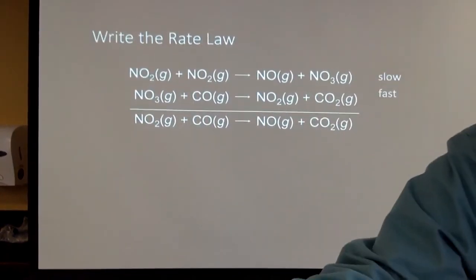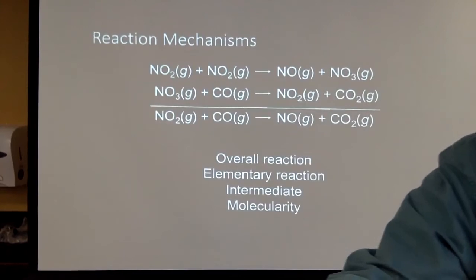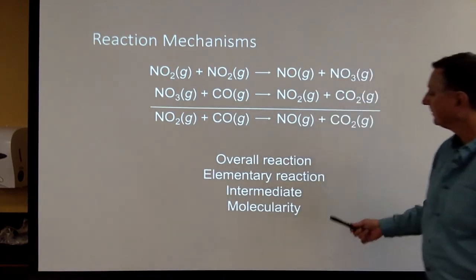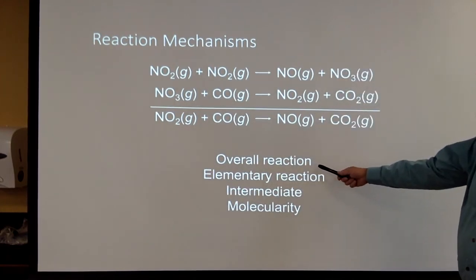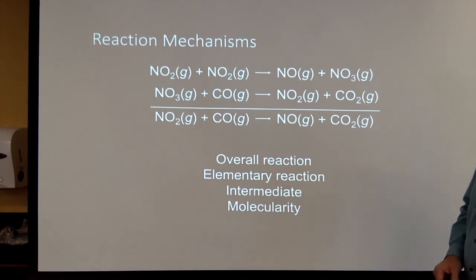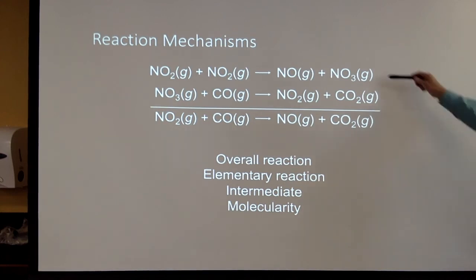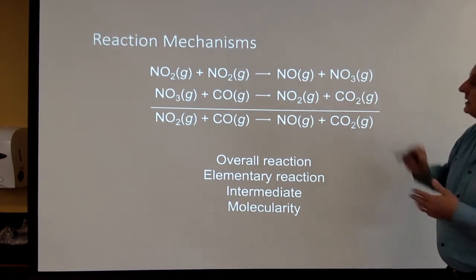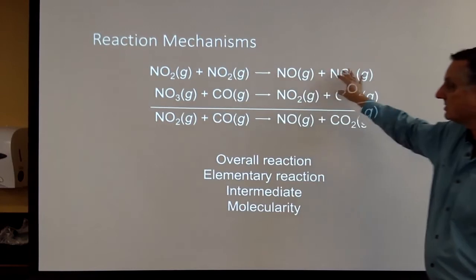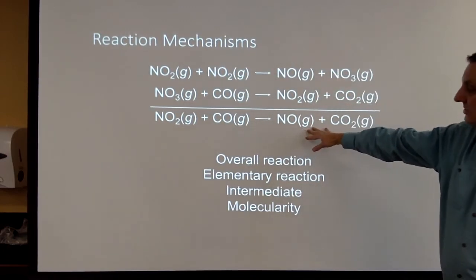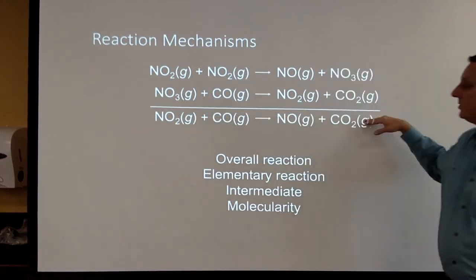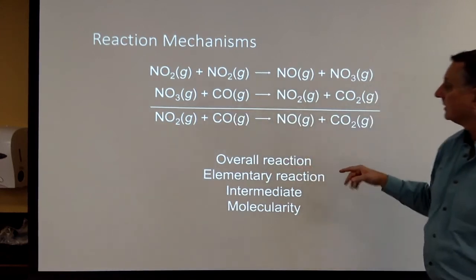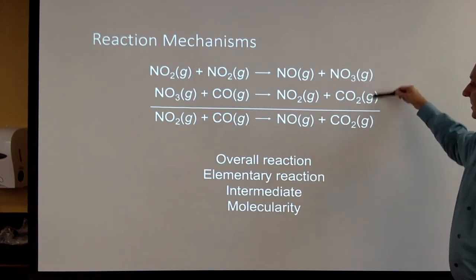Okay, what happened here? For this slide, let's just identify some key terms. This is elementary step 1. This is elementary step 2. This is the 2-step mechanism. It's a mechanism because these are 2 elementary reactions. We add them together to get the overall reaction. That's this thing right here. The way you recognize an overall reaction, you'll usually have a line under the last step of the mechanism. So the overall reaction, 2 elementary reactions.